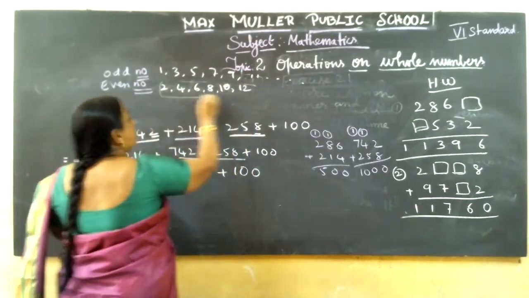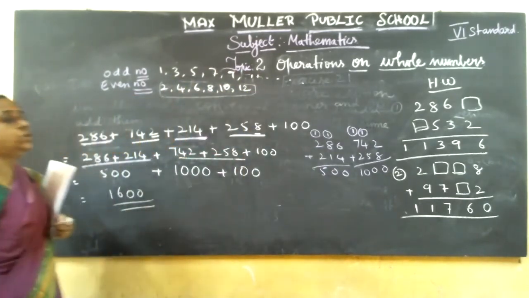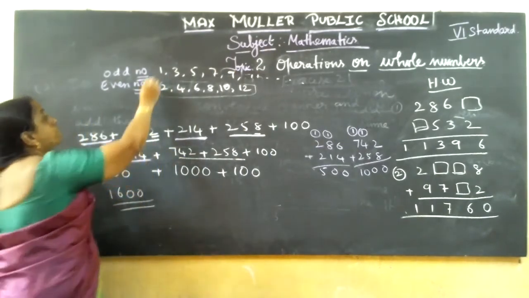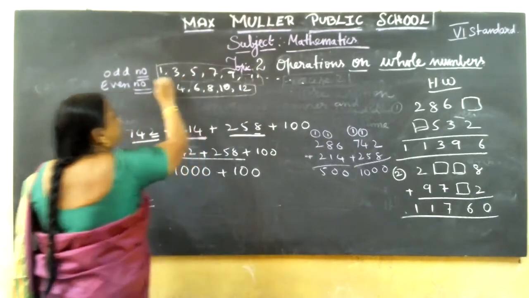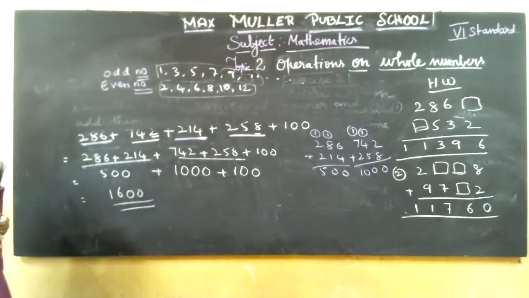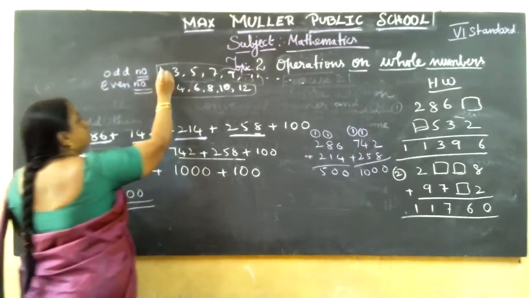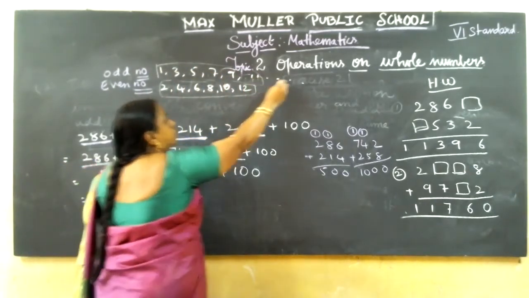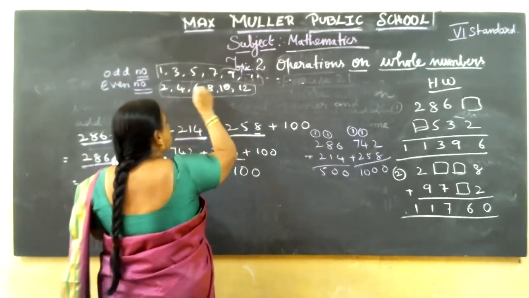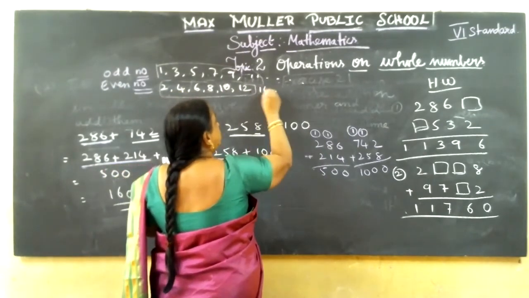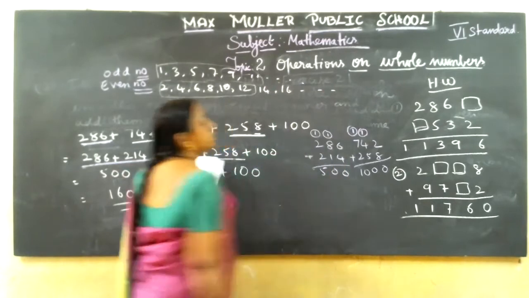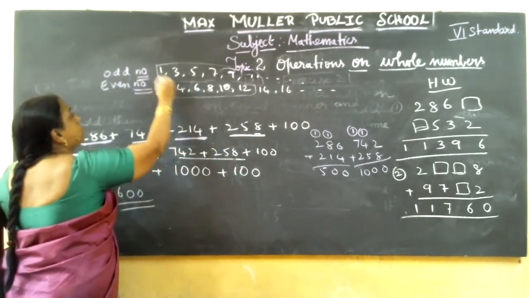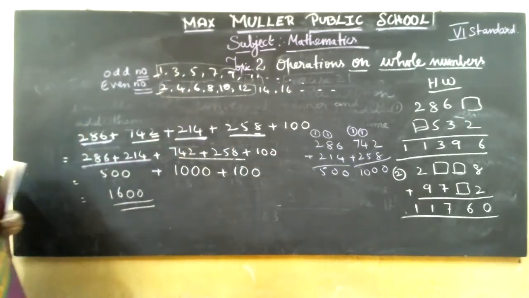So even numbers are exactly divisible by 2. If you divide by 2, you will get remainder 0. But if you go for an odd number and divide by 2, you will get remainder 1. So odd numbers are what? 1, 3, 5, 7, 9, 11 and all. Like this it's going on, no end. Then even numbers: 2, 4, 6, 8, 10, 12, 14, 16 and all. So even numbers are divisible by 2, and odd numbers are not divisible by 2.